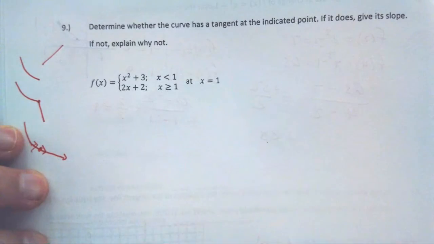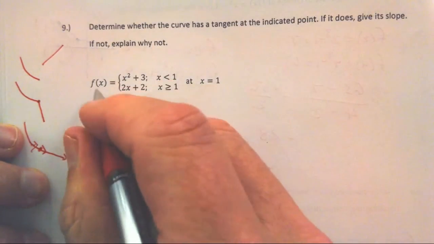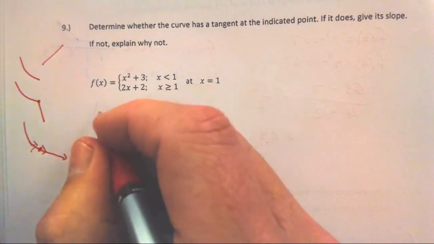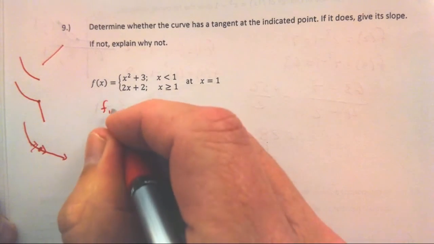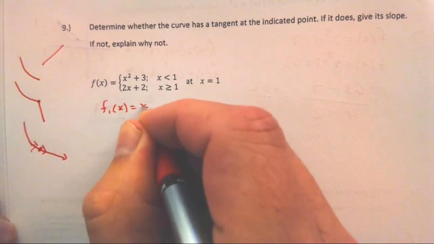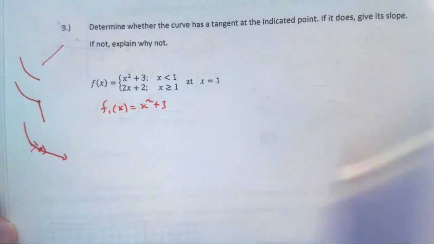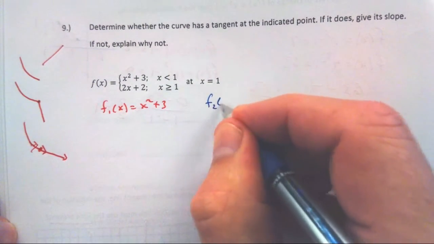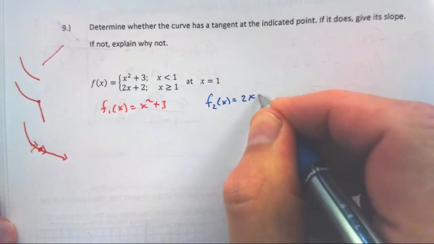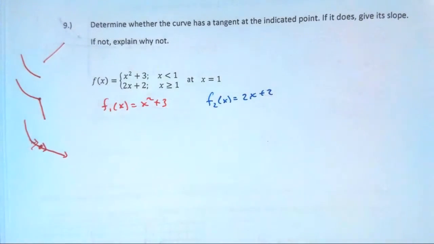So I'm going to talk about F1, F2. You can do this kind of thing. You don't have to do this. I'm going to say F1 of x is x squared plus 3. And then I'm going to say F2 of x is 2x plus 2. Pretty clear to the reader what we're talking about. You don't have to do that, but you got to convey the reasoning here.